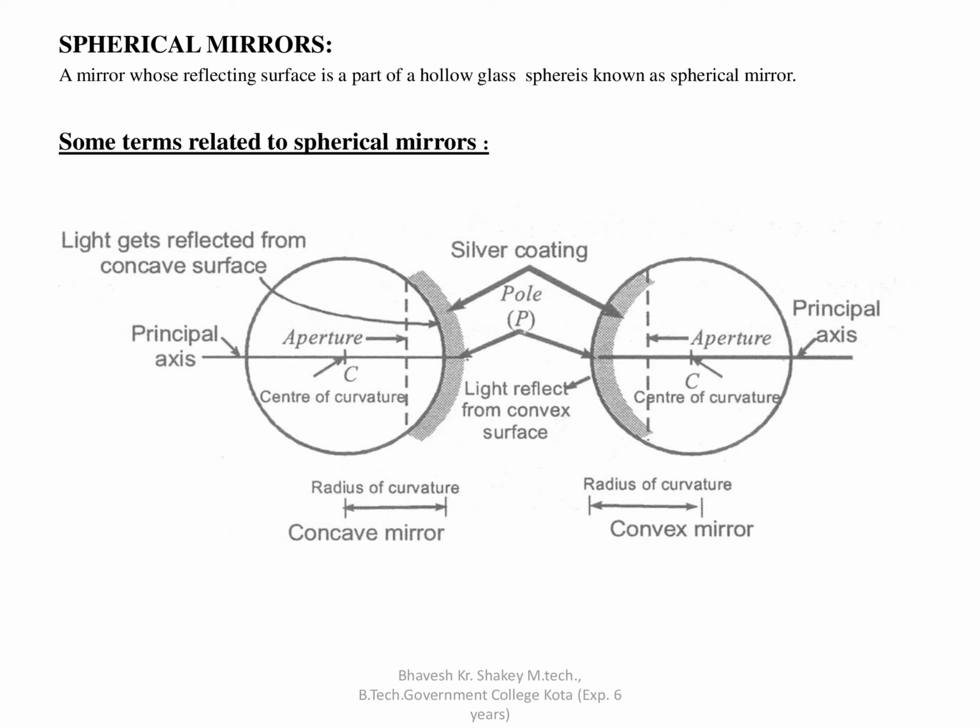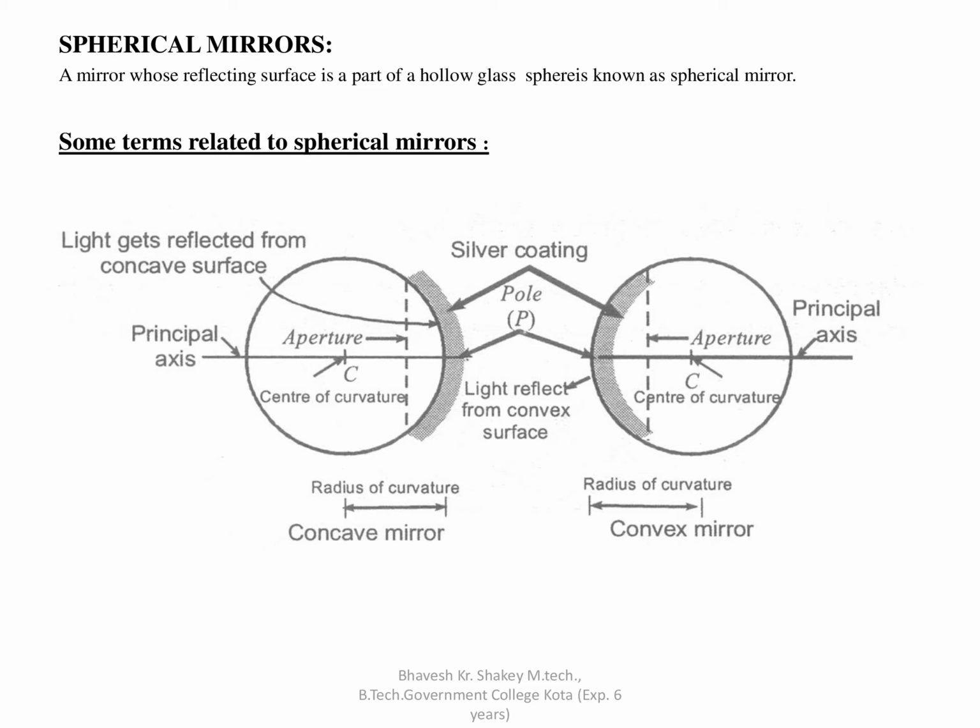Now the next point is principal axis. What is a principal axis? The straight line joining the pole and the center of curvature is called the principal axis. As shown in these diagrams, the center of curvature is denoted by C and the pole is denoted by P. A line joining the center of curvature and the pole, which we can extend on both sides, is called the principal axis.